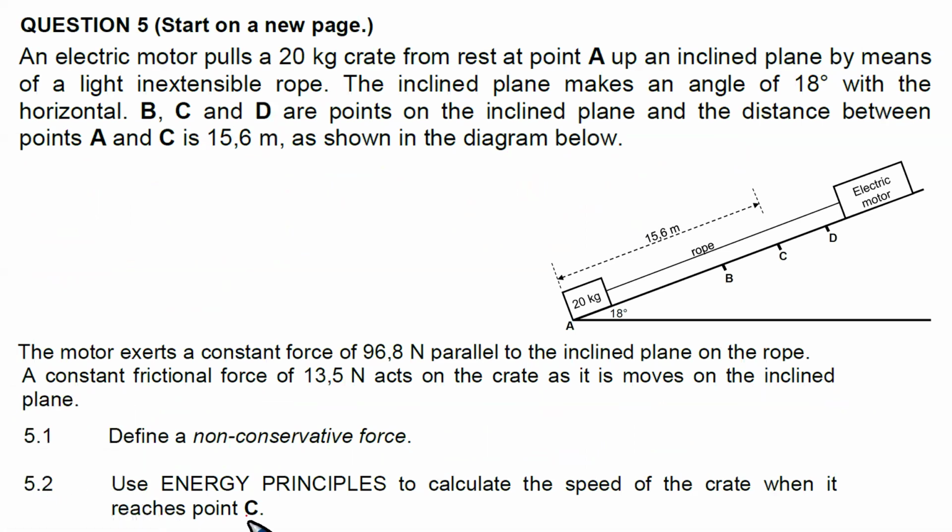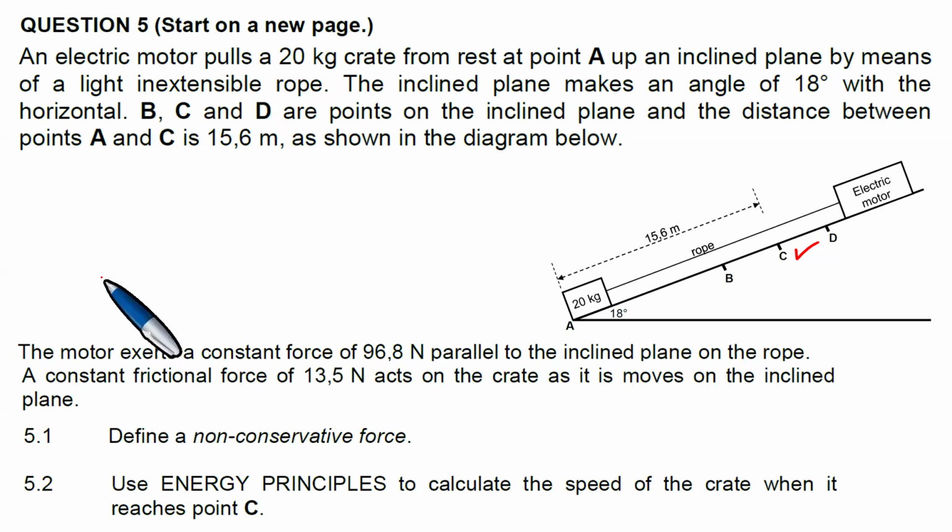Now we're going to look at 5.2. Use energy principles to calculate the speed of the crate when it reaches point C. When it reaches point C, what is the speed of this crate? An electric motor is pulling this 20 kilogram crate up the slope. The examiner is saying use energy principles to calculate the speed of the crate when it reaches point C. So now you will use the energy principles.